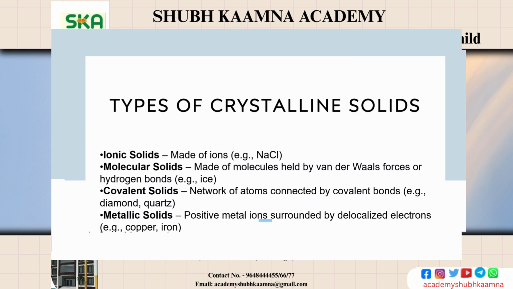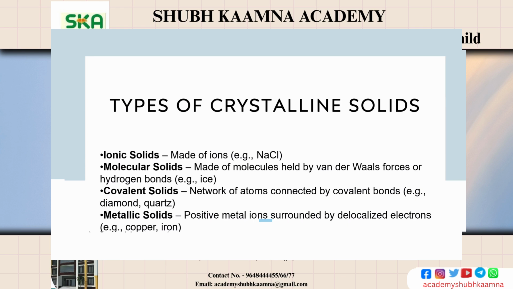Solids can be classified into two types: crystalline solids, which have a regular repeating pattern and a sharp melting point, like salt or diamond; and amorphous solids, which lack a definite structure and melt over a range of temperatures, like glass or plastic. So now let's see the types of crystalline solids.